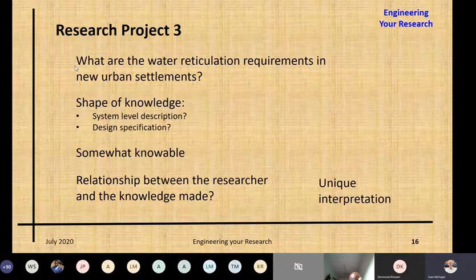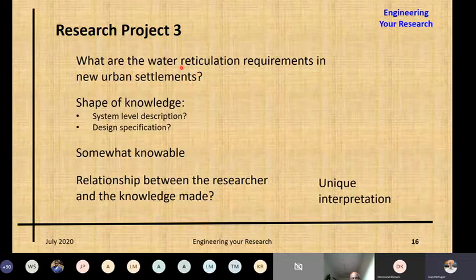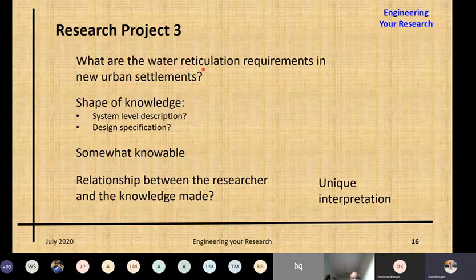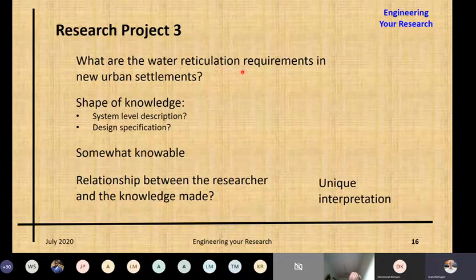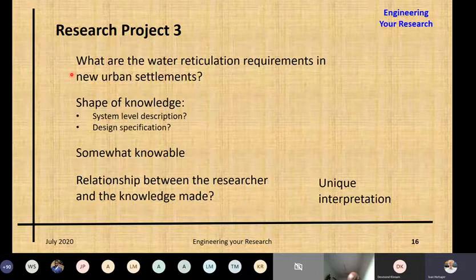I'm a civil engineer, and I'm being asked, what are the water reticulation requirements in new urban settlements? Right, so we're building a new suburb where there are going to be some houses where people are going to live in it, and we need to supply some services to those houses, and one of them is water. So we need to put in water reticulation. Okay, that's water, that's pipes, that's valves, all the rest. So we need to give water to these dwellings, these houses, and we need to know what are the requirements that we need to write into the specification so that the contractors can go and install these water pipes.